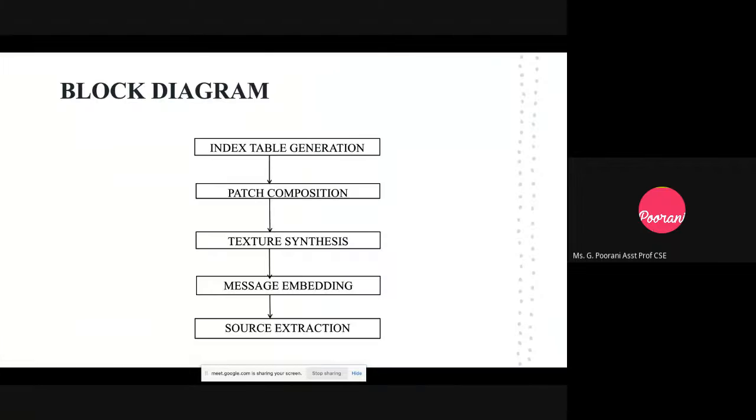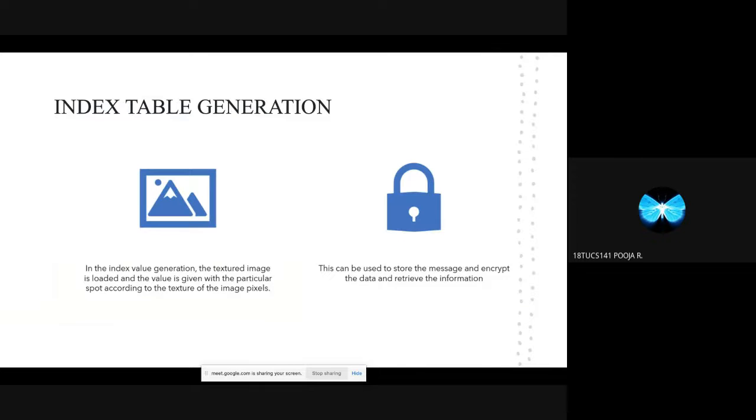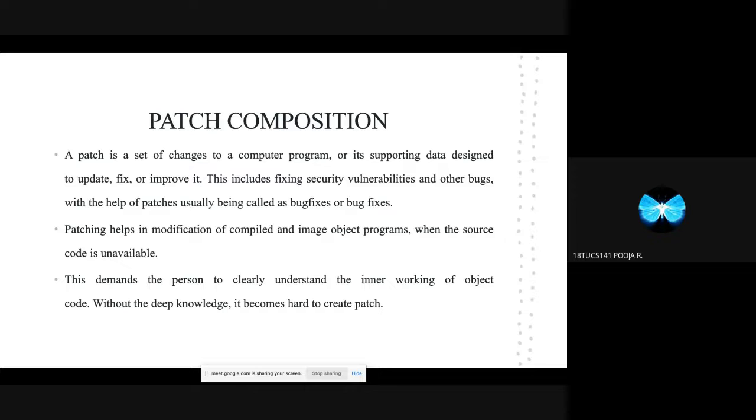Next, this is our block diagram. We use 6 modules in our project: index table generation, patch composition, texture synthesis, message embedding, and source extraction. In index table generation, we upload a textured image and store that image in the place wherever the attacks take place. Patch composition is nothing but plotting the attacks in the index table.